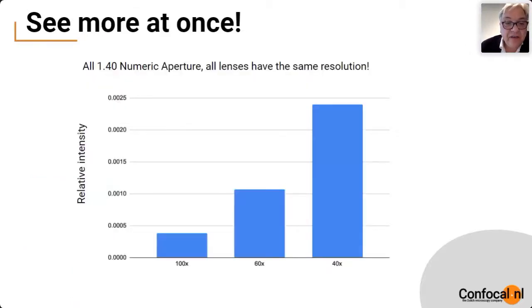And now you see 100x, 60x, 40x, you know, the Apo configurations, they all have 1.4 NA. Which means that the resolution of these lenses is all the same, okay? But you can see the 40x is 6 times brighter than the 100x. So if you can digitize all of this information, who needs a higher magnification lens? Okay, next slide.